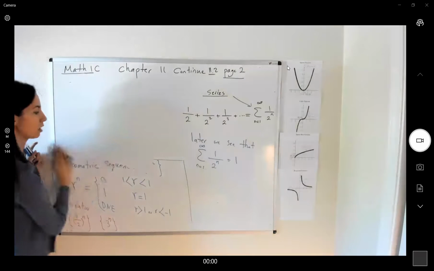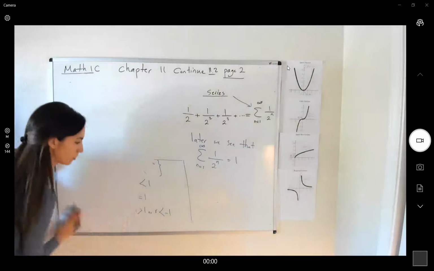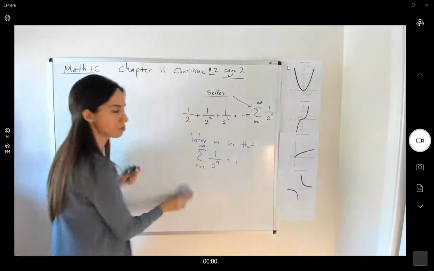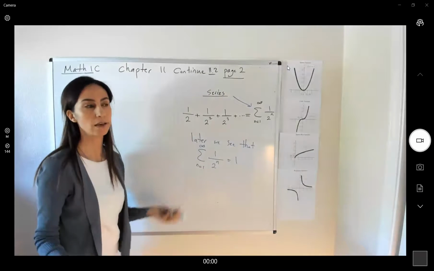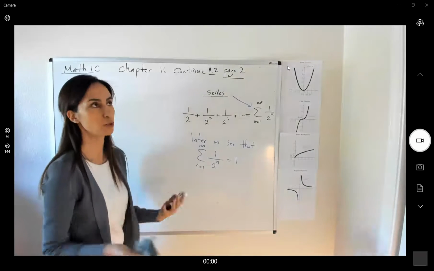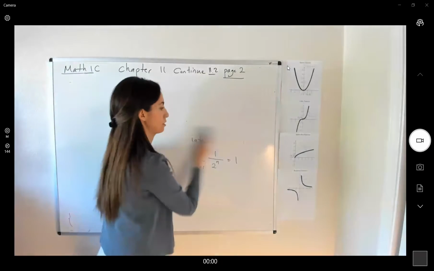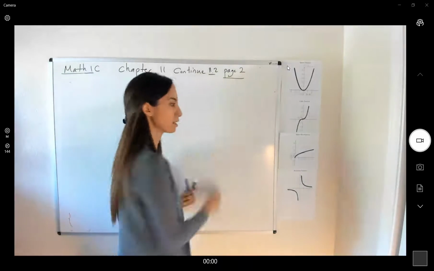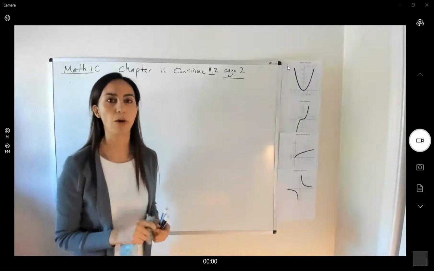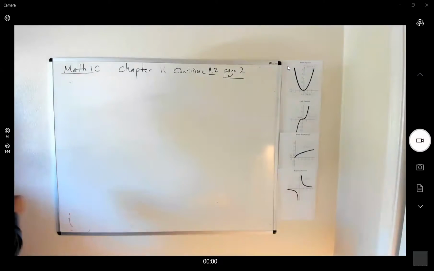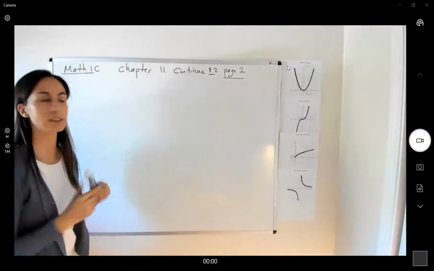So how do we analyze series? For sequences it is easy. You just take the limit of a sequence. If it goes to a unique number, you say that, hey, my sequence is convergent. But what about series? For series, it's a little bit more complicated. So let's learn different techniques for how to analyze a series.